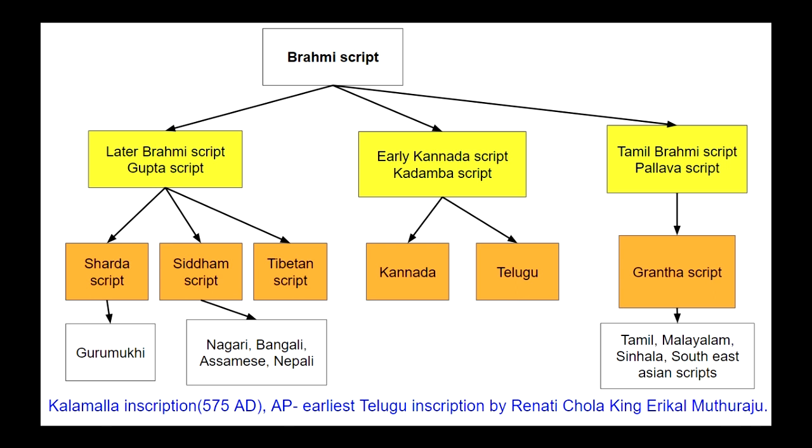And in the Chalukyan lecture, I forgot to tell an important point, that is the Kalla Malla inscription. Kalla Malla inscription of 575 AD from Andhra Pradesh region was the earliest Telugu inscription, and it was issued by Renati Chola king Erikal Muthu Raju. In the Chalukyan lecture, I told about the earliest Telugu inscription of 7th century AD, but the Kalla Malla inscription from 575 AD is the earliest Telugu inscription.